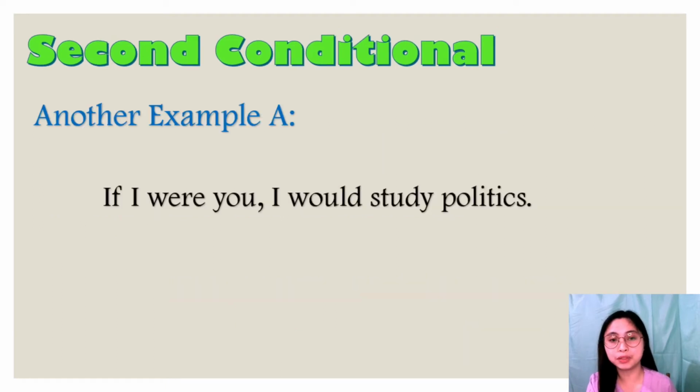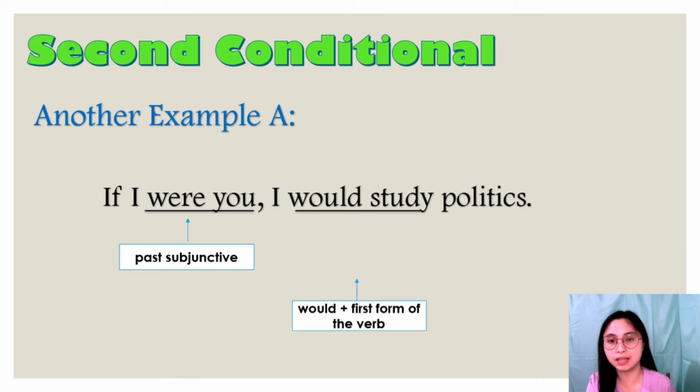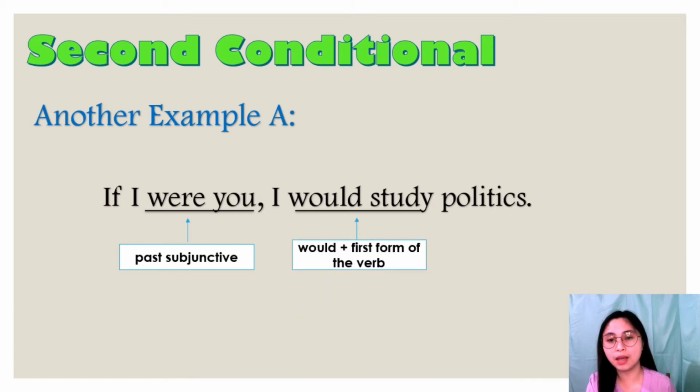Another example, if I were you, I would study politics. The condition, if I were you, uses past subjunctive and the consequence, I would study politics, is using would plus first form of the verb.